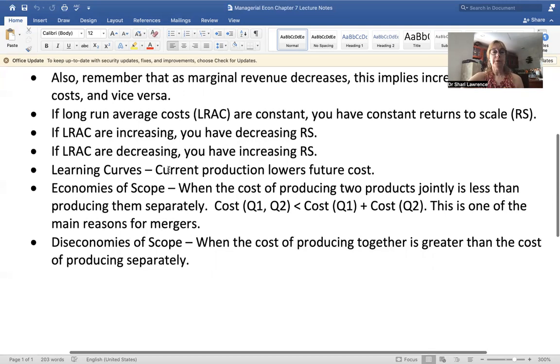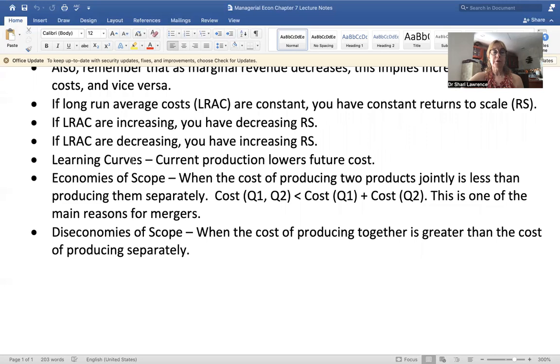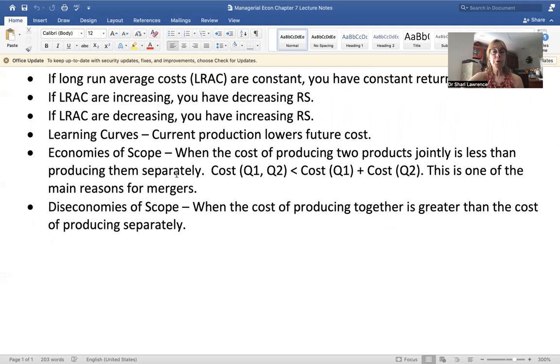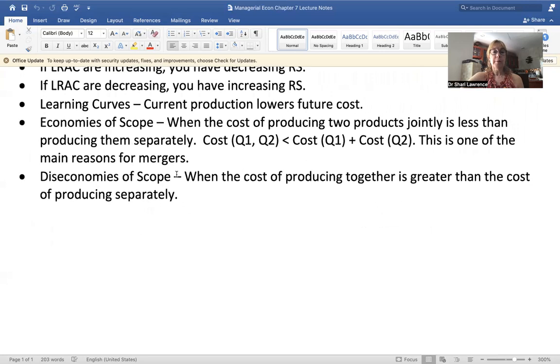All right, next they talk about learning curves. As I mentioned earlier in this synopsis, current production lowers future costs. What does that mean? Well, the more time that goes on, you get smarter. You find more efficient ways to produce things, and so with current production, you're going to get better and find ways to cut costs and so forth. Generally, current production does lower future costs because there's a learning curve. You become more efficient, hopefully. All right, so that's all about economies of scale.